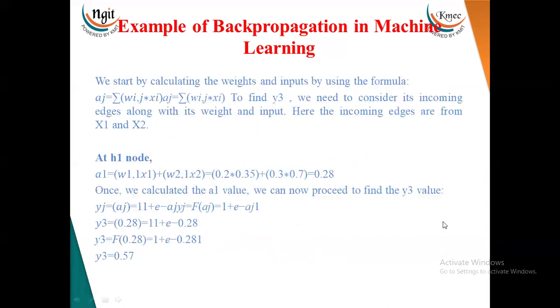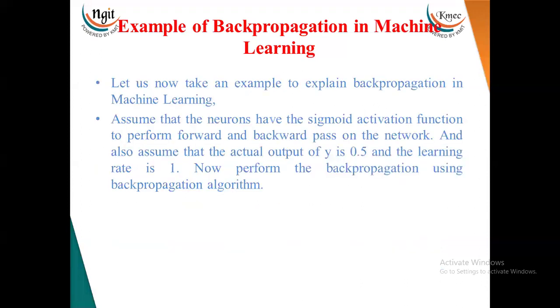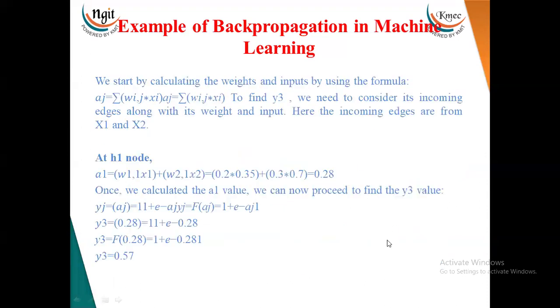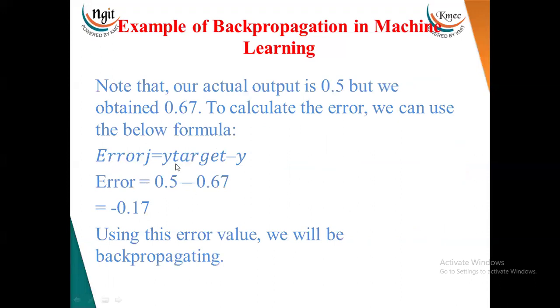But when you go to the problem we mentioned at the start, the actual output should be 0.5. But what output did we get here? I'm getting 0.67. So I have to reduce the error. Error j equals y target minus y. Actually I should get 0.5, but I'm getting 0.67, so I have to reduce by 0.17. This has to be done using backpropagation.